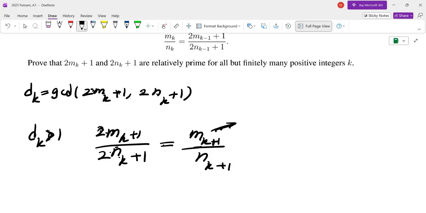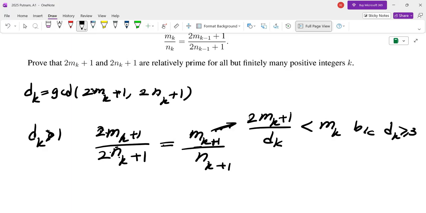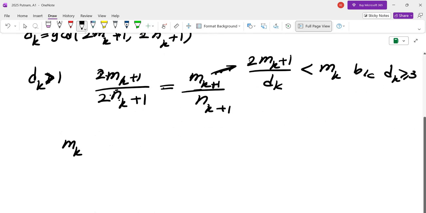So this guy would have to be (2^mk + 1) divided by dk, which is less than mk, because dk is at least 3. If dk is more than 1, it cannot be 2 because it divides an odd number. So that tells me that m(k+1) would have to be less than mk. But this is really not causing any issues, because maybe m(k+1) is less than mk, and then m(k+2) becomes more than m(k+1), and it increases, and then it decreases again back down. So it didn't really cause any issues.